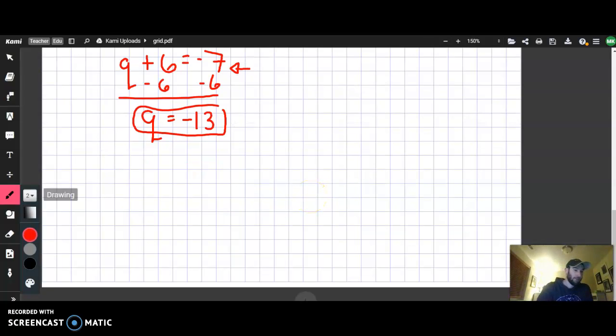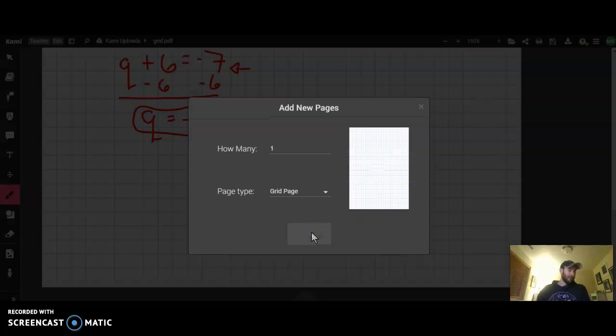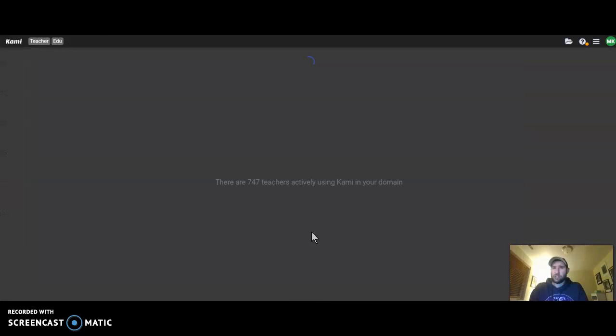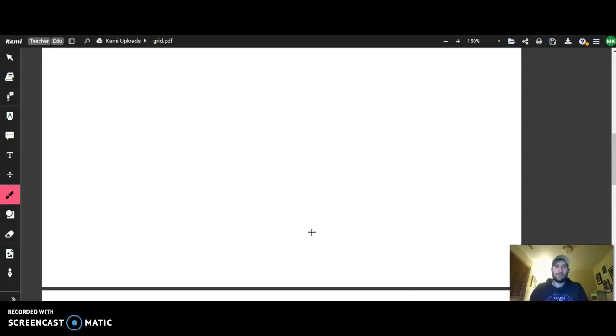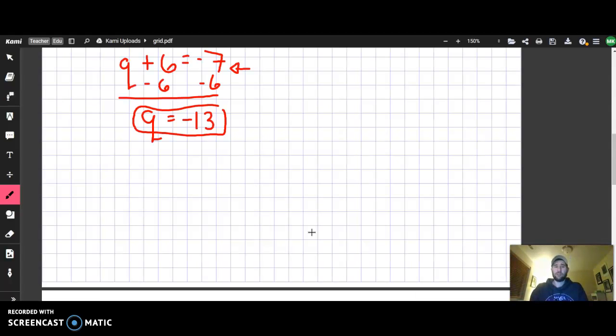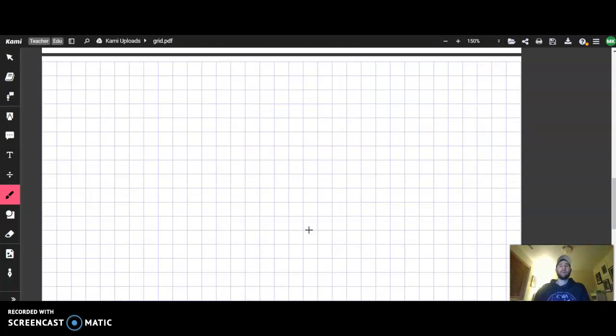So, ladies and gentlemen, let's go ahead and take a look at the next example here. Ladies and gentlemen, the next example here is not looking at addition or subtraction. Now we're looking at multiplication. And so we really want to know, how do we solve with multiplication?